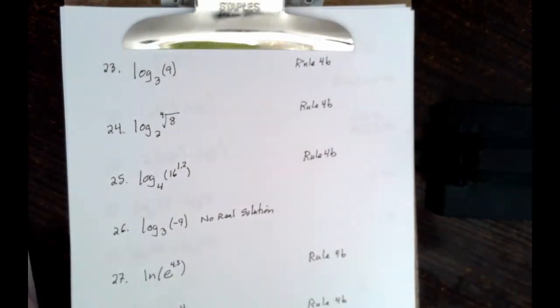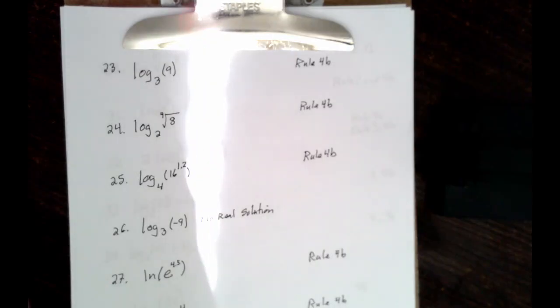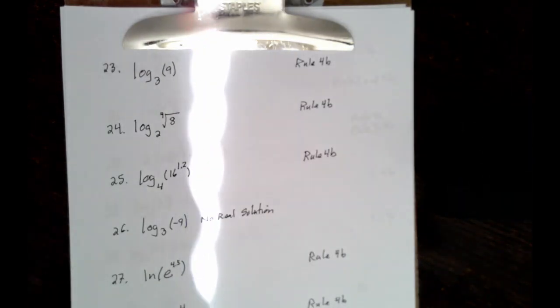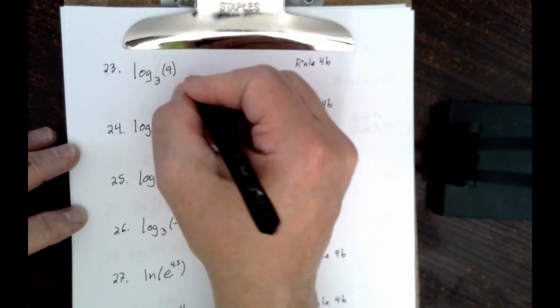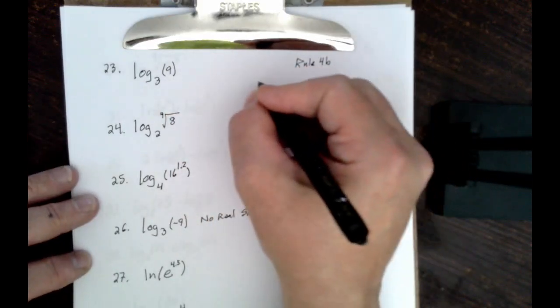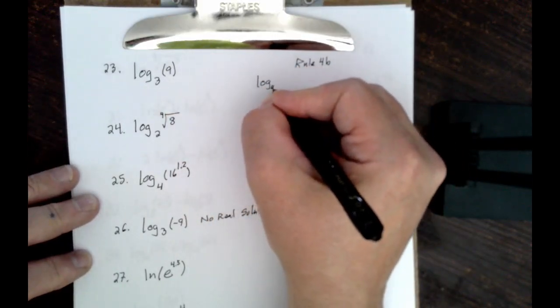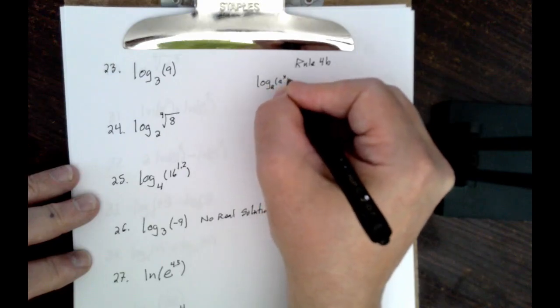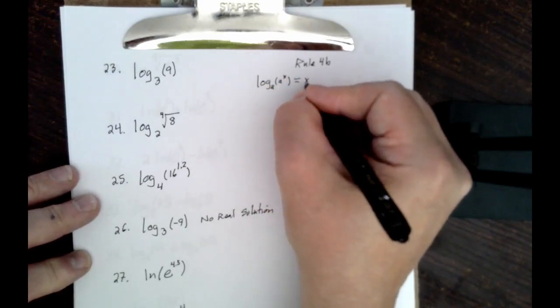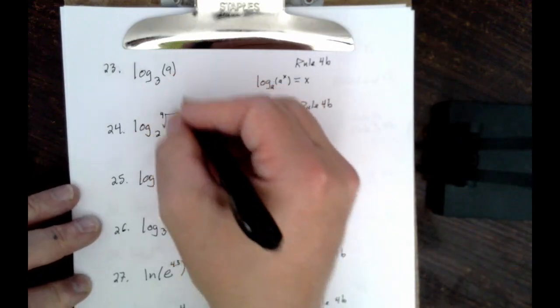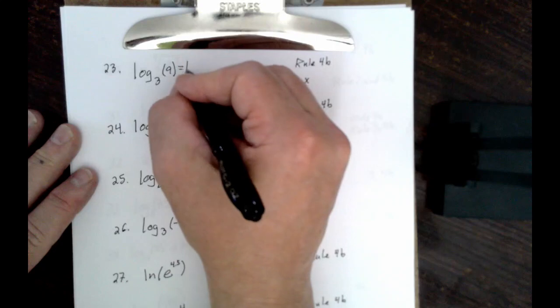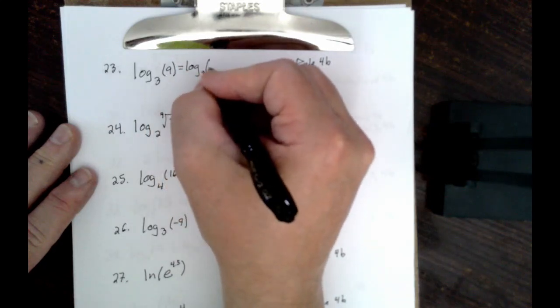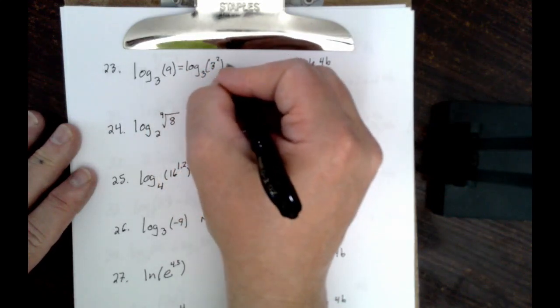Alright, so now we're doing section, I think it's section C. No, section D. Section D, we're going to be using a lot of Rule 4b. Rule 4b says that if you have log base a of a to a power, in this case x, the answer is just the exponent, x. So if you can rewrite a lot of these in terms of your base, you can find the answer quickly. So write this one as log base 3 of 3 squared, and the answer is just 2.